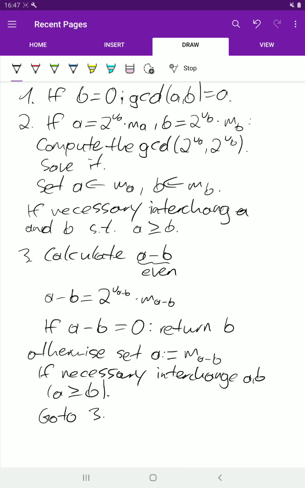And there's a little mistake, so let me tell you. Don't return b, but return b times this GCD of 2 to the new ν_a and 2 to the new ν_b, which we have saved before.